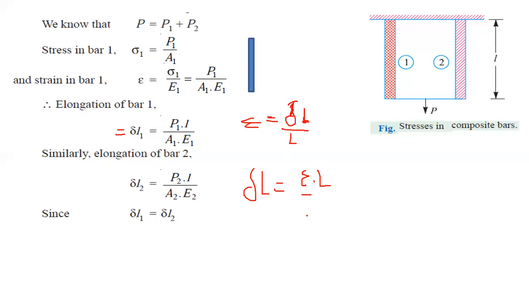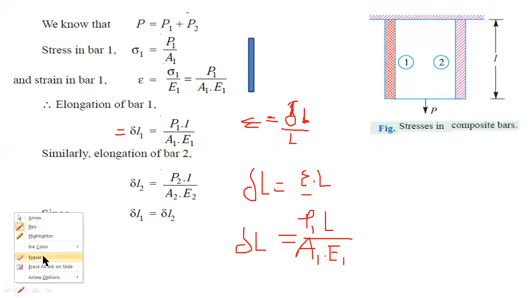Here L is there, so P1 L by A1 E1 is the formula for change in length. This is the formula for change in length in bar 1. By using this formula, you can find out the deformation produced in the bar 1.